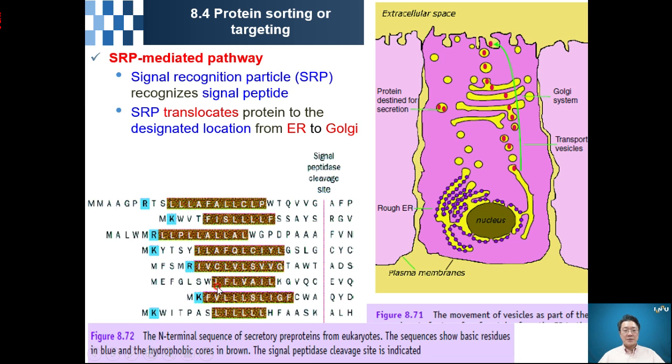So the signal peptide for a secretory protein is in front of the N-terminal region. The signal peptide for secretion is composed of basic residues and also a hydrophobic core. At that site, signal peptidase cleaves.